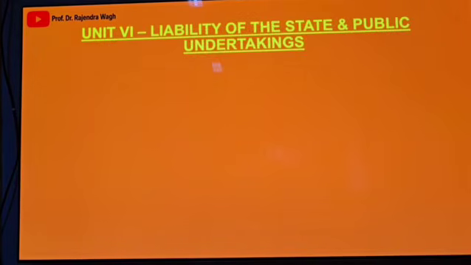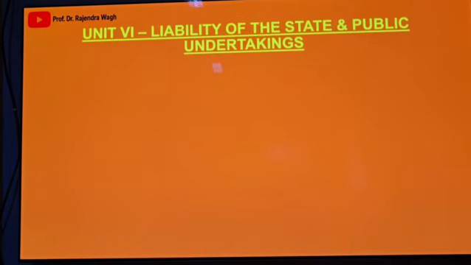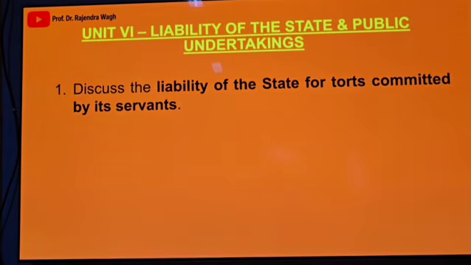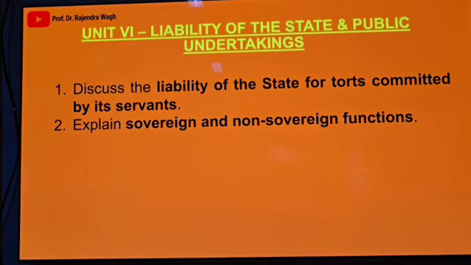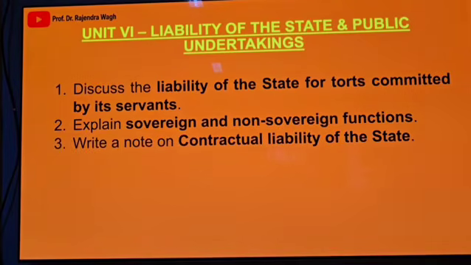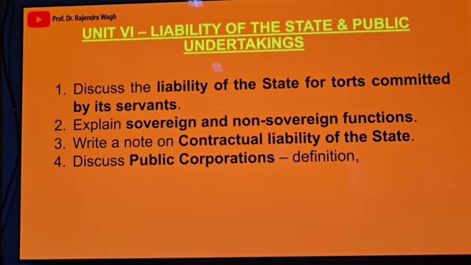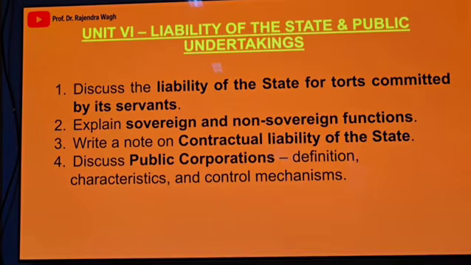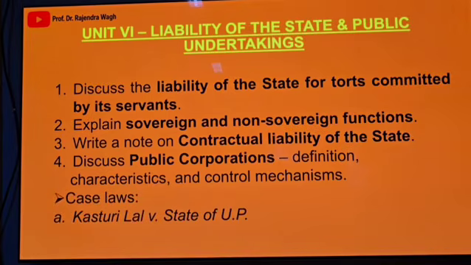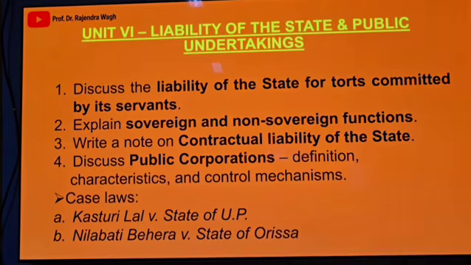Then for the next, 6th unit will be there, liability of the state and public undertaking. What is the state and how the public undertaking will be there, that we will study in detail. Discuss the liability of the state for torts committed by its servants. Explain sovereign and non-sovereign functions. Write notes on contractual liability of the state. Discuss public corporation definition. We will study characteristics and control also there. A mechanism we will study. Case laws are there: Kasturi Lal versus State of UP, Nilabati Behera versus State of Orissa, that we will study.